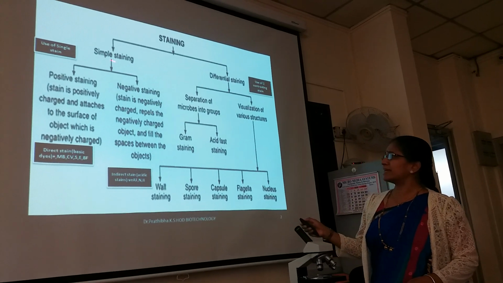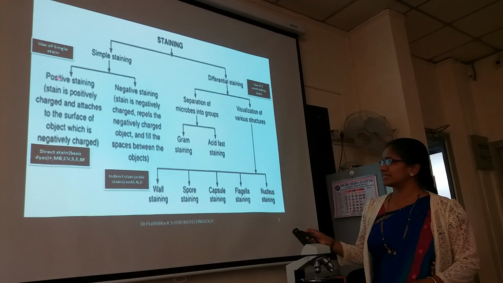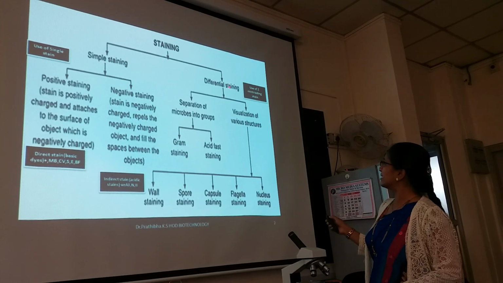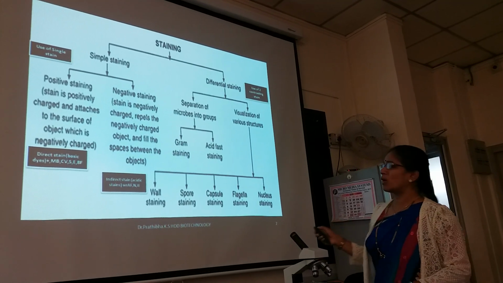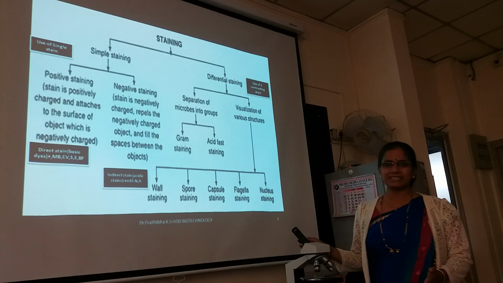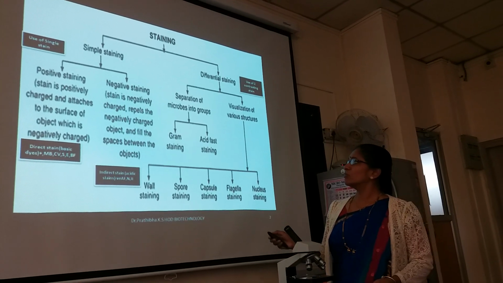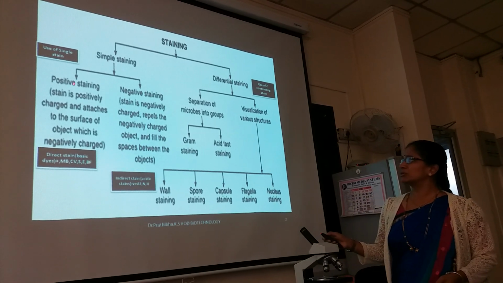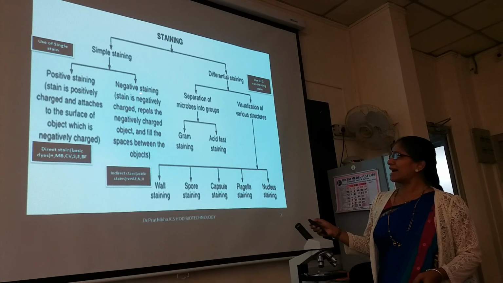In simple staining, we are going to use a single stain, whereas differential staining uses two contrasting stains with a decolorizing agent. In some cases, we will also use a mordant. In simple staining, we have two types of staining, positive staining and negative staining.